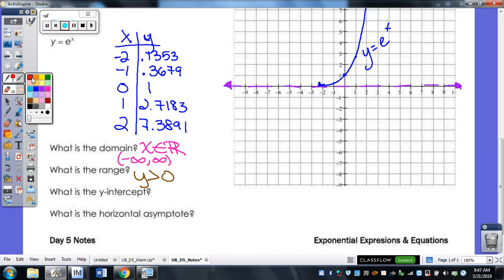Our y-intercept for this one would be at 1. And then our horizontal asymptote, like we said, is at y equals 0. So just like our other exponential graphs, just kind of continuing that.